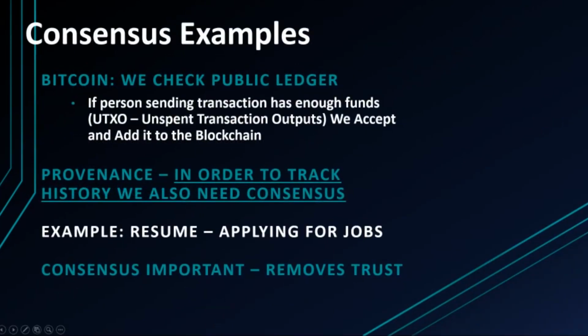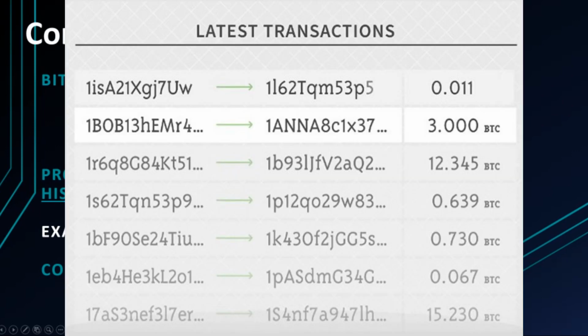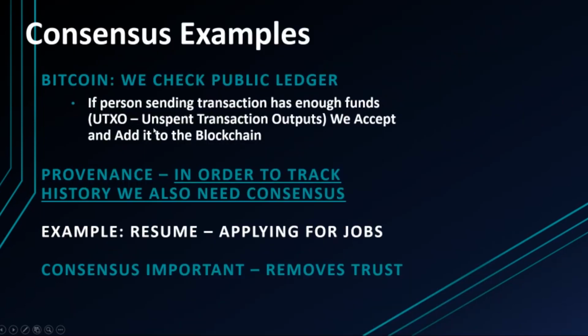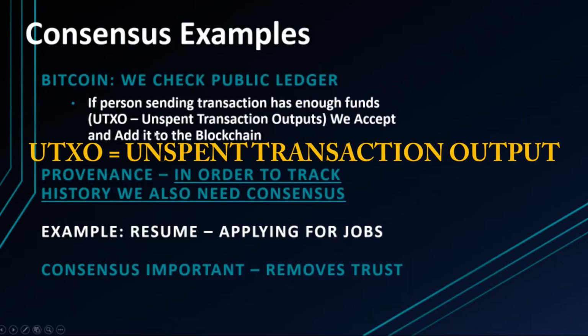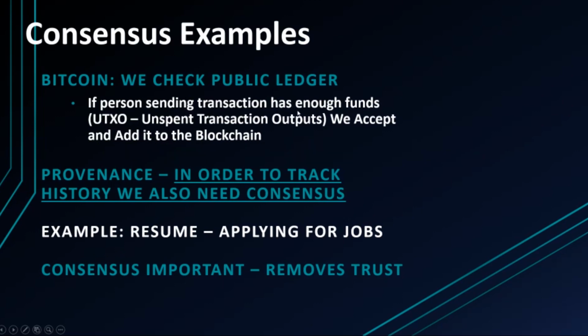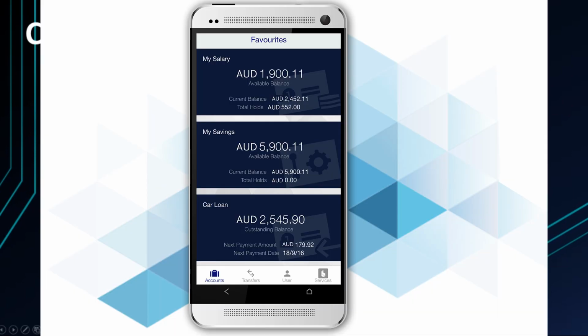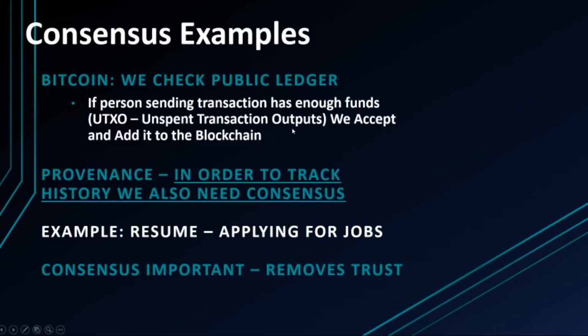So, some consensus examples. In Bitcoin, we check the public ledger. If a person sending a transaction has enough funds, or UTXOs, which stands for unspent transaction outputs, which is essentially just the amount of funds that a person can spend. Think about a bank account and the amount of funds you have in your bank account. UTXO is just the amount of funds you have in your Bitcoin wallet. So if the person sending the transaction has enough funds or UTXOs, the nodes accept the transaction and add it to the blockchain.